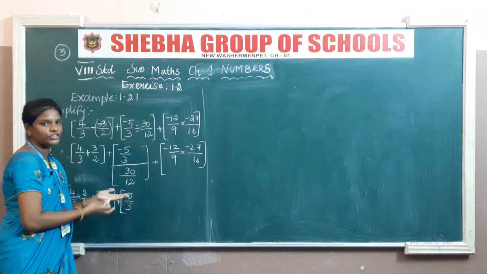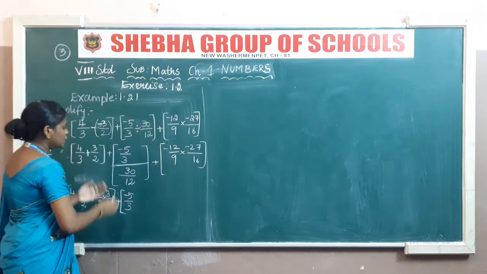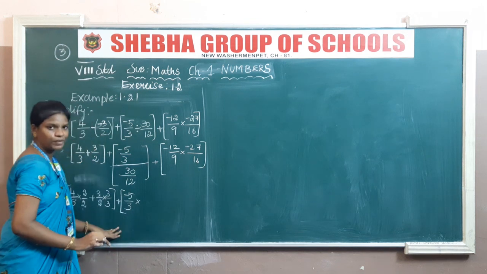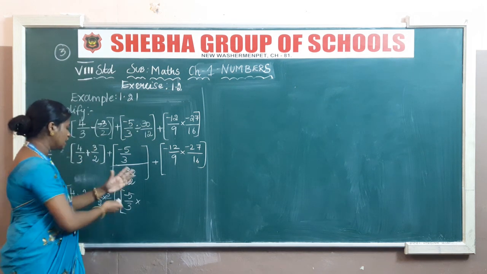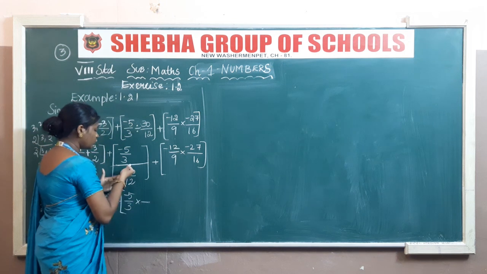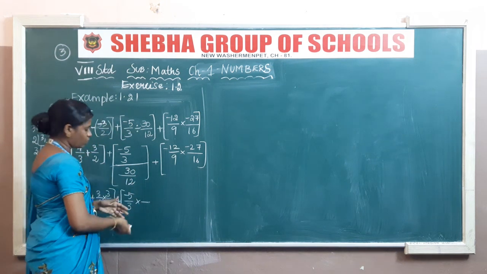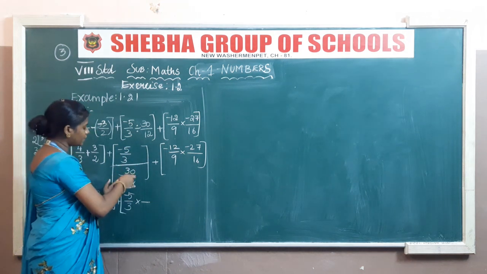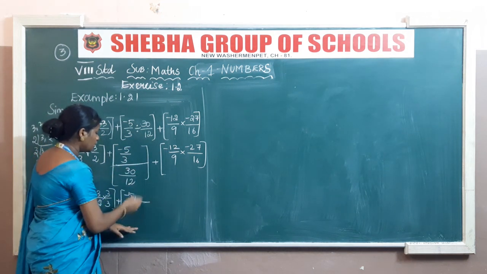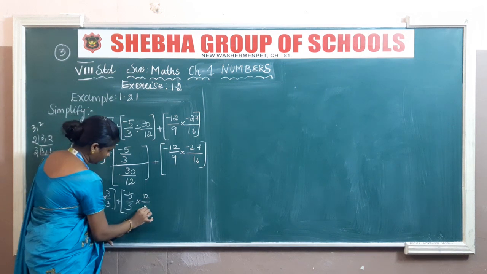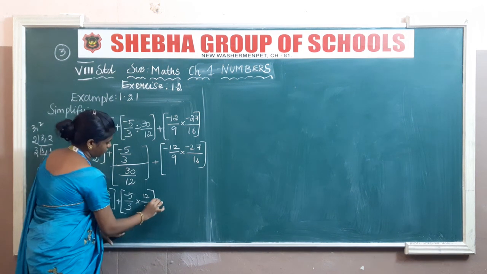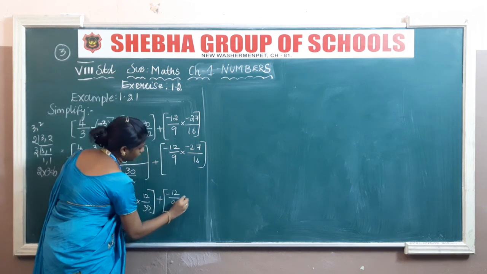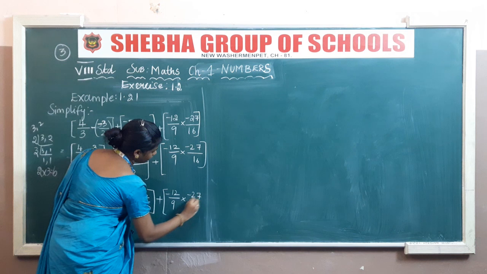So we have to change to the reciprocal. Since it is divide, it obviously becomes multiplication. Minus 5 by 3 into, obviously numerator and denominator will be changed. The denominator goes to the numerator, and in the same way the numerator goes to the denominator. We have to write 12 by 30, plus the value is minus 12 by 9 into minus 27 by 16.